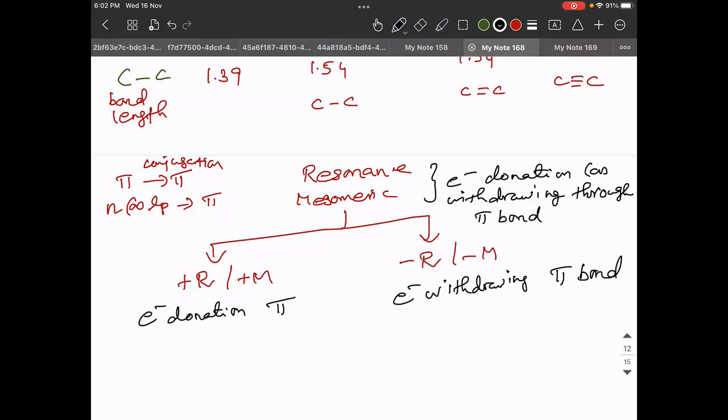Those who are online, have you forgotten? You studied it just yesterday. Electron donation or withdrawing through the sigma bond is the inductive effect. Electron donation or withdrawing through the pi bond is the resonance effect. The complete transfer of pi electrons in the presence of a reagent is known as the electromeric effect. Resonance effect and electromeric effect happen in pi bonds.